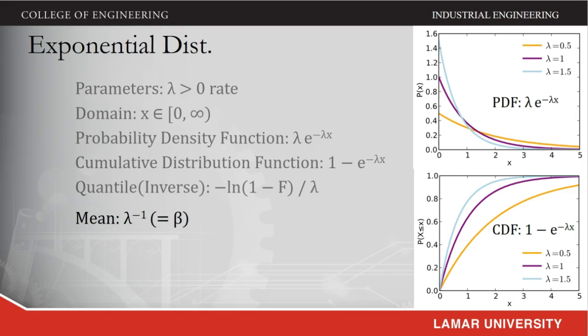The mean is denoted by beta, and it can be computed as the inverse of the rate, lambda to the -1. The median is lambda to the -1 times the natural logarithm of 2. The mode, the most likely or the most probable event, happens at t equals 0. And the variance of this distribution is beta squared, or lambda to the -2.